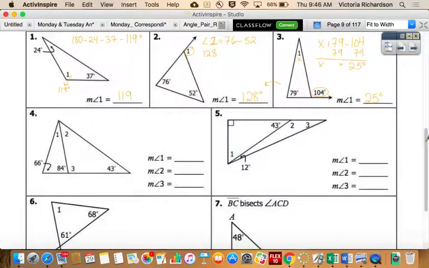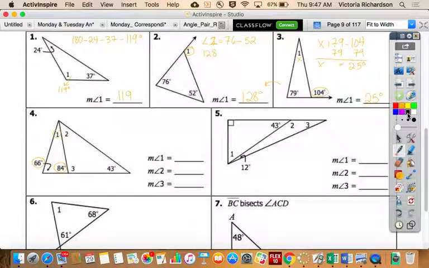So number 4 is a double triangle. We always start with the one that has two given parts, okay? So I know this part and this part are given, so I can easily find this missing part right here. So I'm going to say 180 because a triangle contains 180 degrees minus the 66 degrees minus 84, and my answer to that is 30. So angle 1 is 30 degrees.